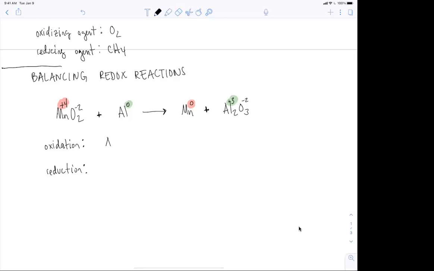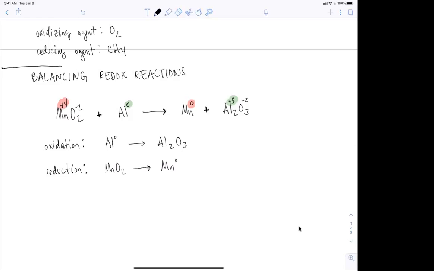So I take the oxidation reaction, which is that the aluminum goes to aluminum oxide. And then I take the reduction reaction, which is that manganese goes to manganese 0.